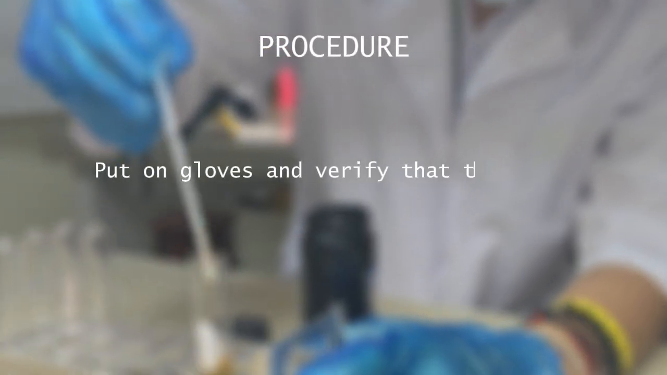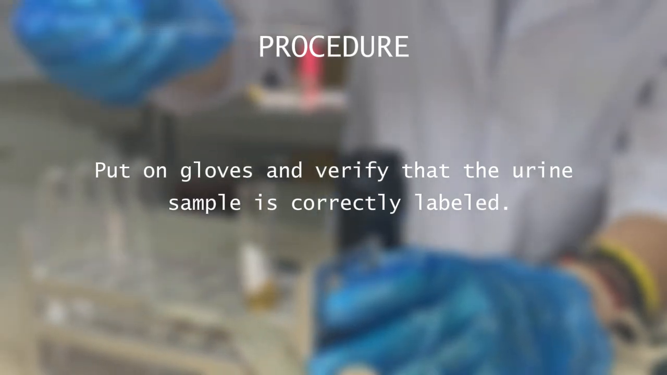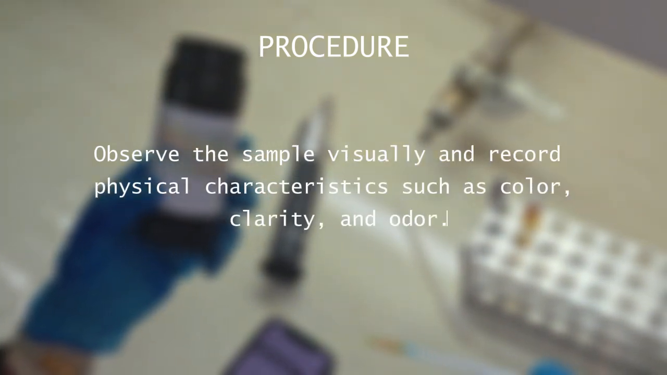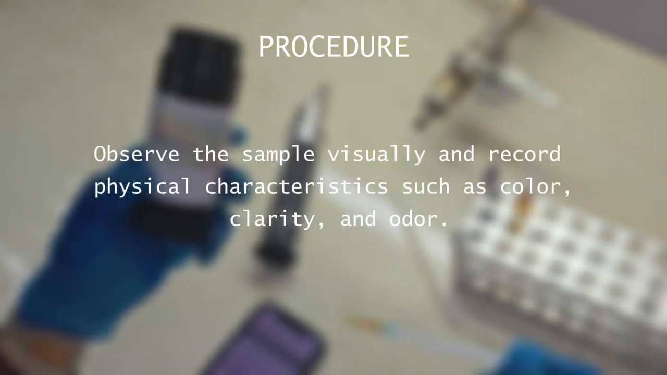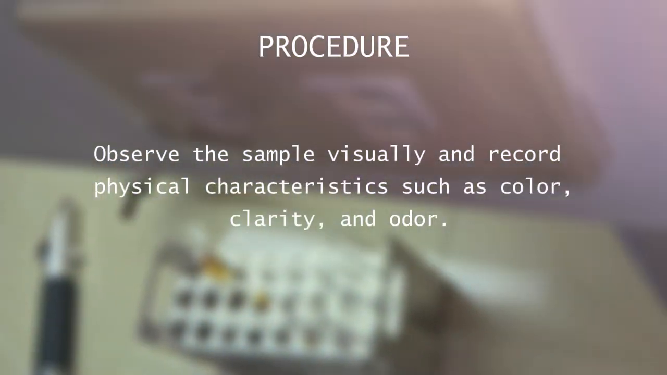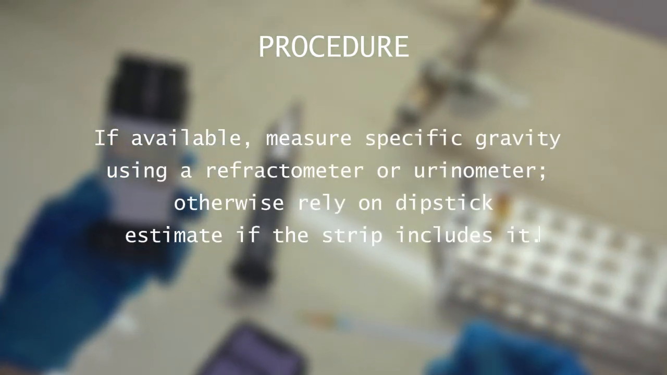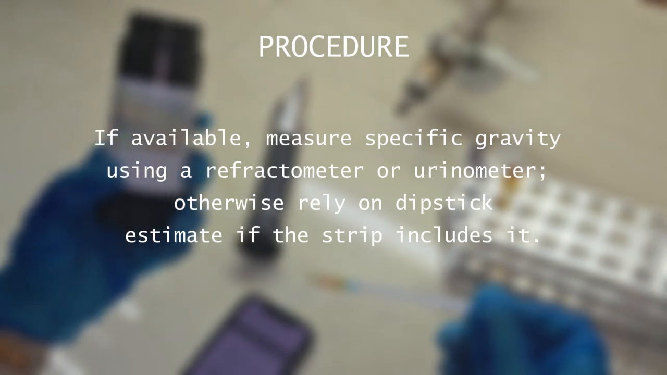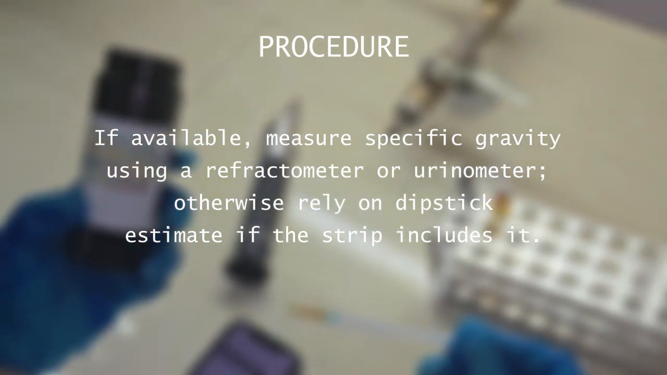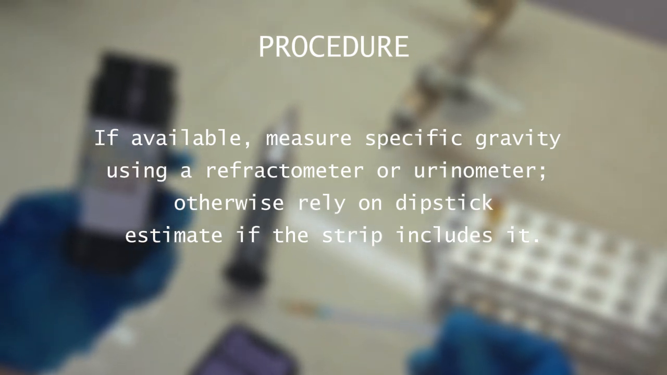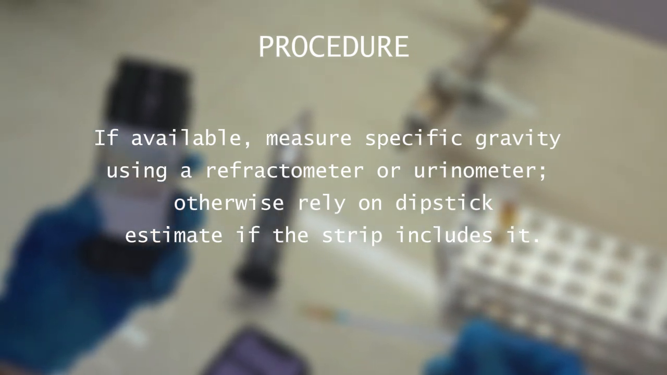First, wear proper PPEs and verify that the urine sample is correctly labeled. Observe the sample visually and record physical characteristics such as color, clarity, odor, etc. If available, measure specific gravity using a refractometer or urinometer. Otherwise, rely on dipstick estimate if the strip includes it.